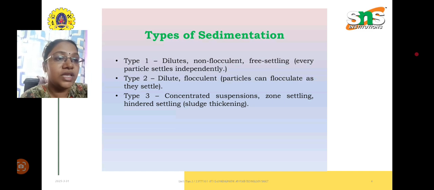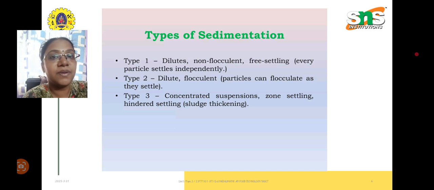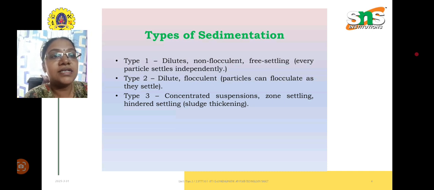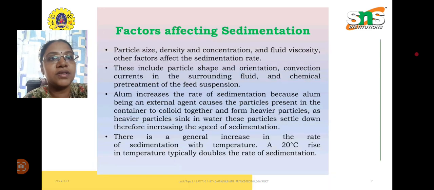How these types are segregated is based on the principle behind sedimentation only. As I mentioned, there is flocculent and non-flocculent. Flocculent means loose, that is, the particles are not tightly held but loosely held, we call it flocculent, and non-flocculent is the opposite of it.